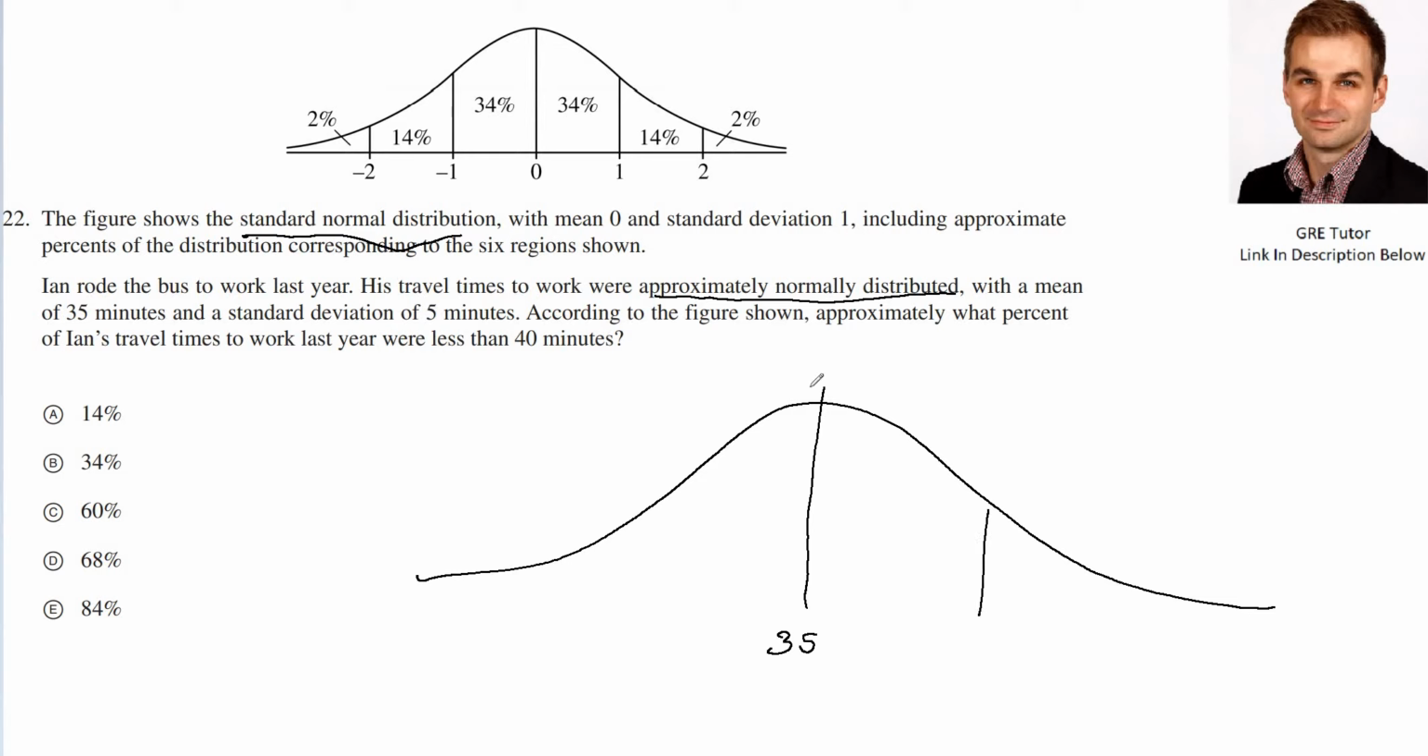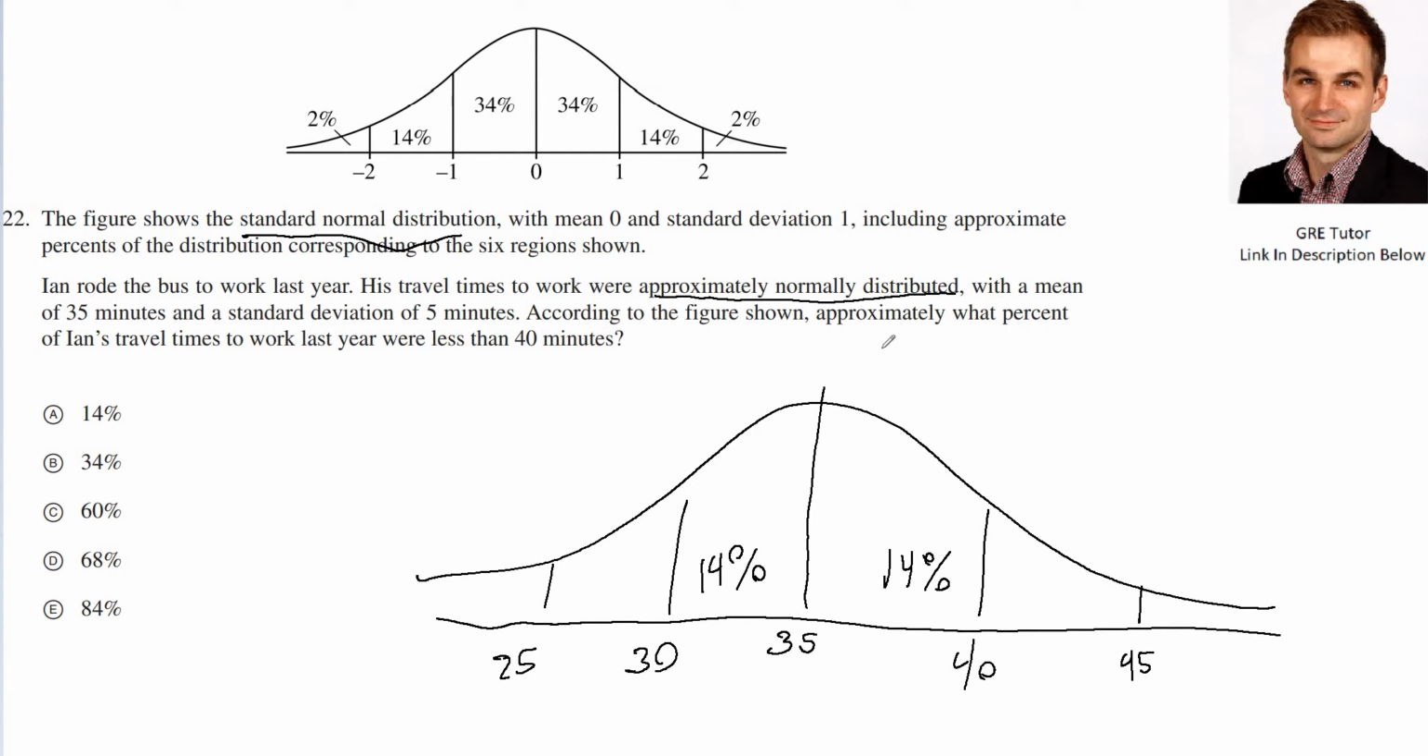So every single 5 units that you go up, you are going to be taking about 14% of the distribution of his travel times. So in general, he's 35 minutes. Sometimes he goes pretty fast. Sometimes he goes in 30 minutes. Sometimes it takes longer. It takes 40 minutes. And then, of course, for the very, very fast times, he does it in 25 minutes. And for the very, very slow times, he does it in 45 minutes. Okay, so that is basically a way to represent what they're talking about here.